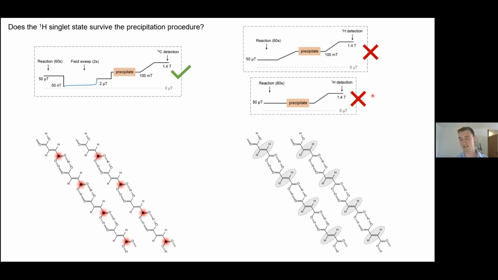Well, okay, it turns out neither of those experiments worked. We just saw absolutely no polarization whatsoever. So it seems like the proton singlet state does not survive the precipitation step, whether you're at relatively high field or at Earth's field. Probably because it's just not an eigenstate in the solid. I guess the dipole coupling is very large.